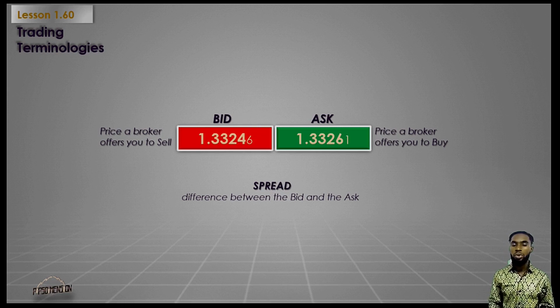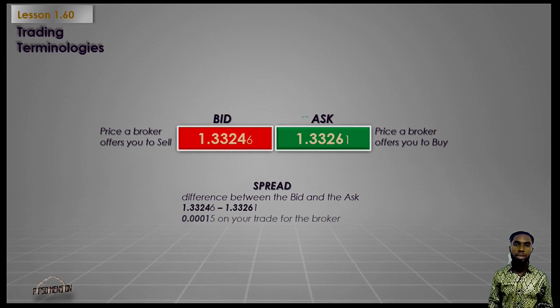In this example, you can see that the difference between the bid price and the ask price is 0.00015. In other terms, it represents 1.5 pips. This is a little amount. The amount you lose by the time you open and close a trade, and that goes to the forex broker. That is the commission they charge you on a trade that you make. Know that a good forex broker is also characterized by the low amount of spread on your trades.